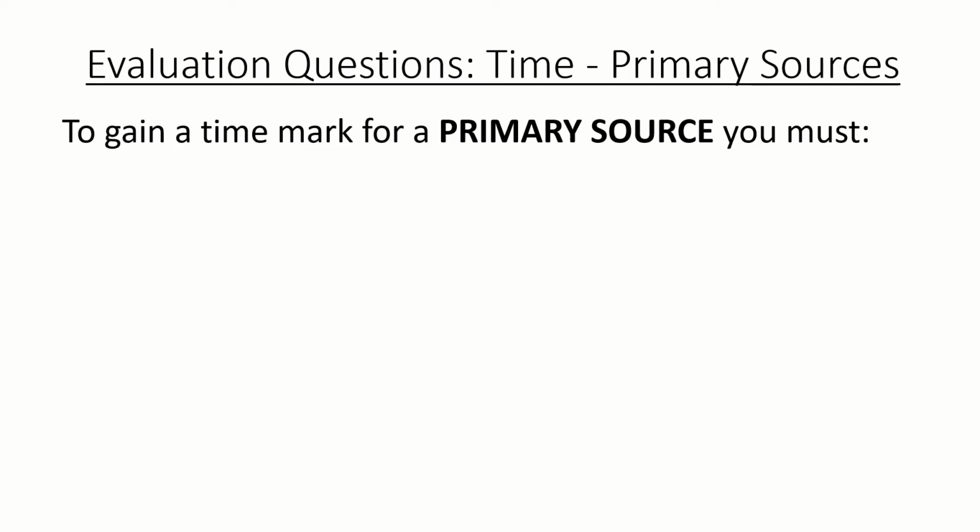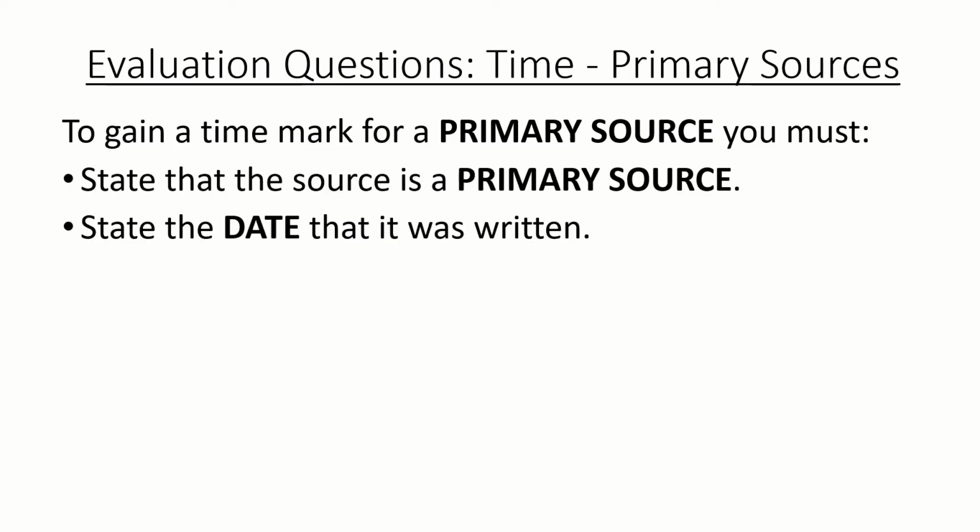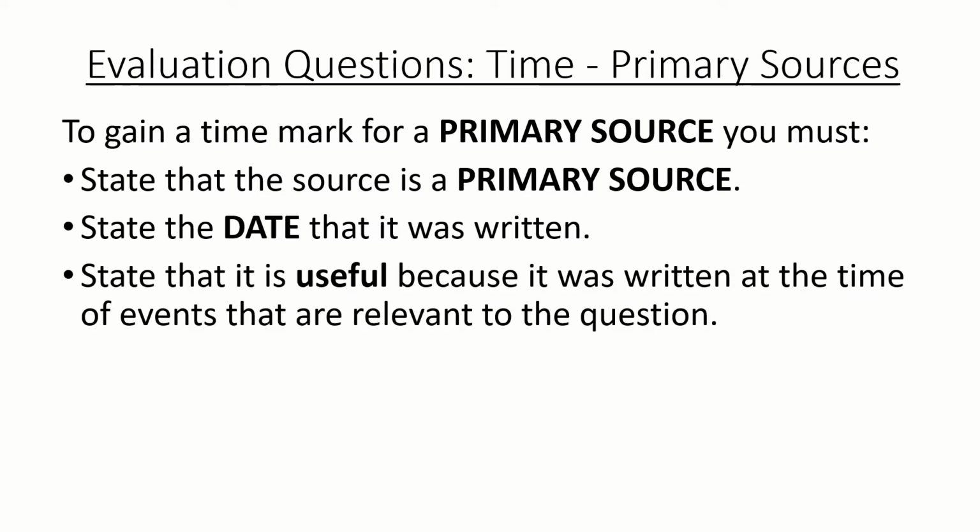So to gain a mark for a primary source time mark, you must say that the source is a primary source, you must state the date that it was written, and you must use the word useful and say that it was useful because it was written at the time of the events that are relevant to the question. Now, you can't just say it was written at the time of the events. You have to be specific and clearly state which events you're talking about.